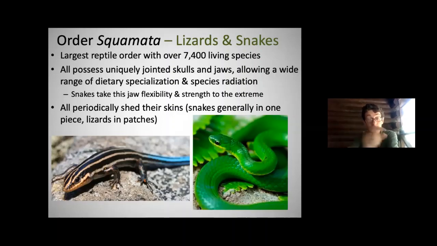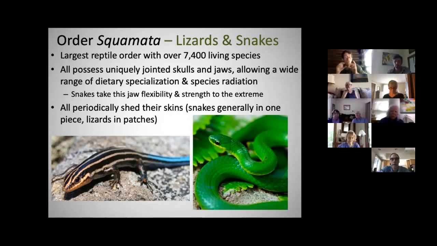And one of the secrets to their success is their skulls. All of them possess these uniquely jointed skulls, and that allows them to move their jaws in fancy ways, to have very good flexibility and strength, and therefore they have been able to evolve all kinds of cool dietary specializations. There are snakes that only eat snails. Their jaws are evolved just right to get into the shell of a snail and suck it out. That is a specialization that allows them to occupy a new niche.